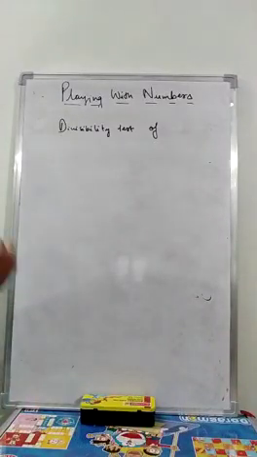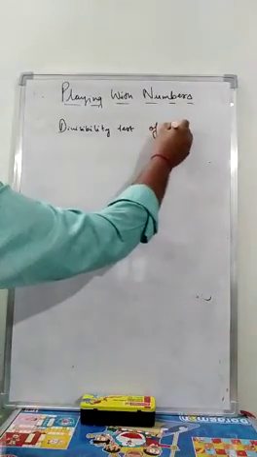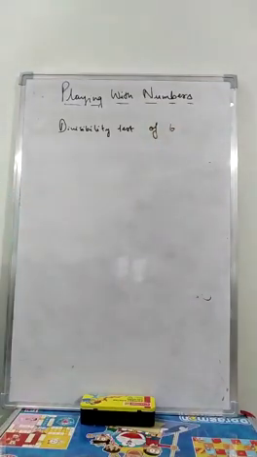Now we will see the divisibility test of 6. What type of numbers are divisible by 6? So listen carefully. Any number which is divisible by 2 as well as 3 will always be divisible by 6.